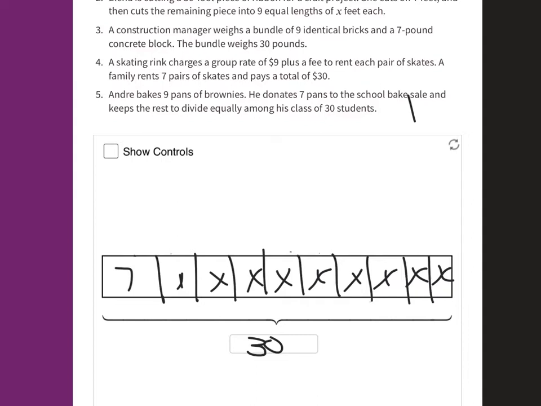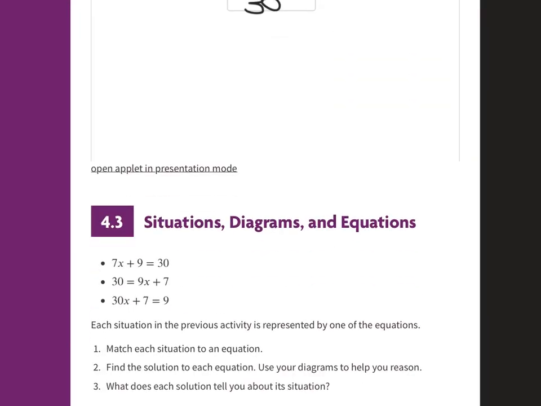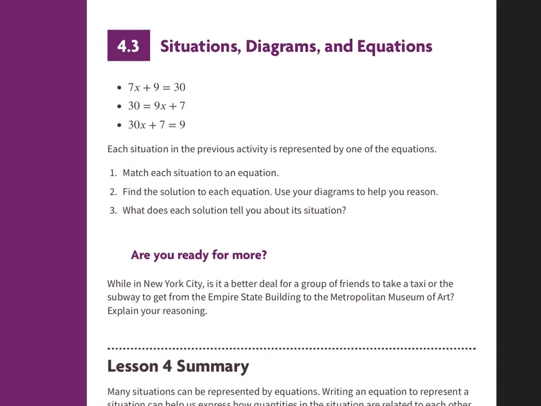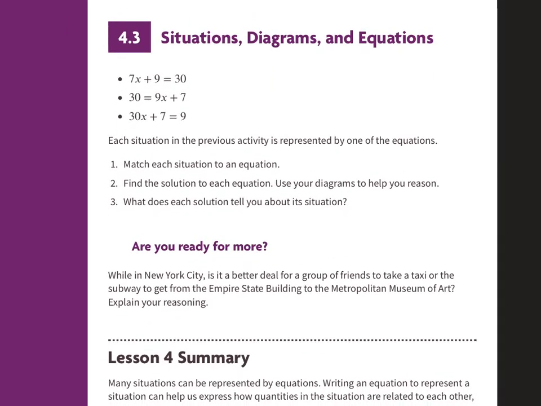Okay? 4.3 wants us to match a situation. Each of the situations in the previous activity is represented by one of the equations. Match each equation, find the solution. So we're just going to go straight to finding the solution, okay? So 7x plus 9 equals 30.